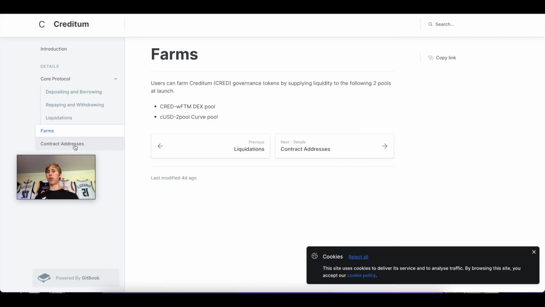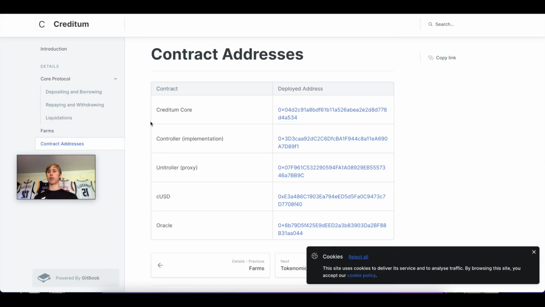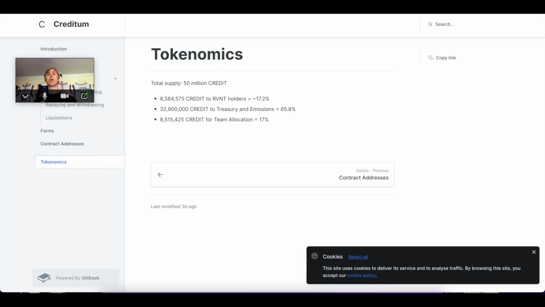This shows the different farms, and here are the different contract addresses. Now, something I want to show you about the tokenomics, this is a really cool part about this. If you guys remember, they had the stake exploit. If you're holding some of this RVNT token, you are actually able to exchange it for some creditum. This was back in the day when stake had the exploit, and it was kind of like, we got hacked or we got exploited. Well, no, this is how they recouped the users who were actually using the stake protocol.